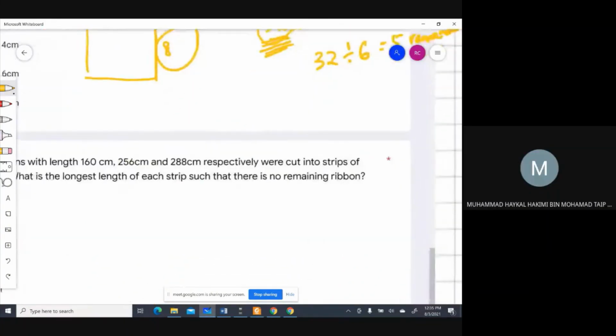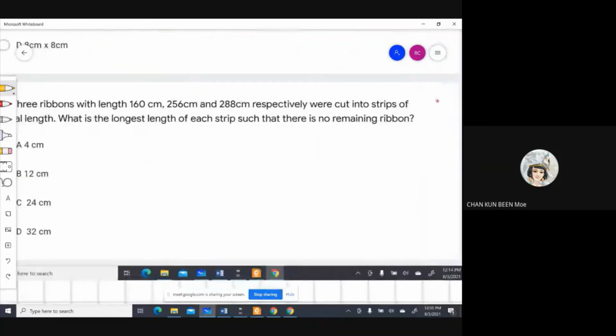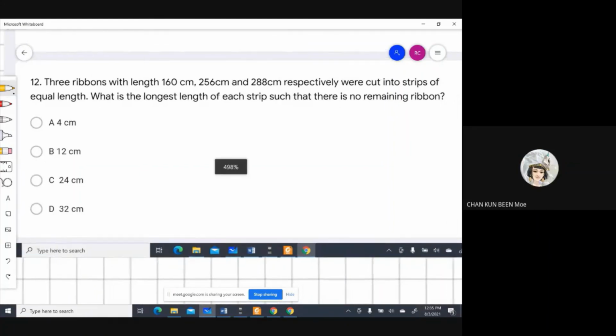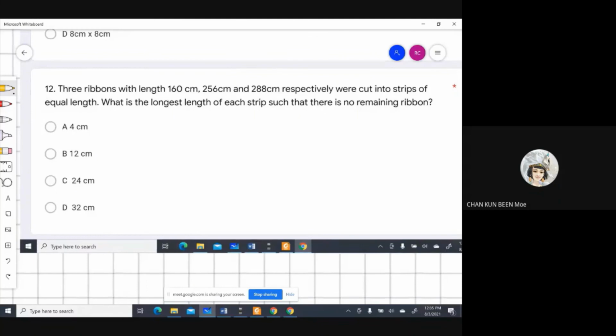Now we continue with the last question over here. Do you need explanation for the last one? You kind of got this one in the bag. You just need to find the highest common factor of 160, 256, and 2 add. You can use the repeated division method, the prime factorization, or listing the common factors. It's up to you. So this one for sure you can get the answer.